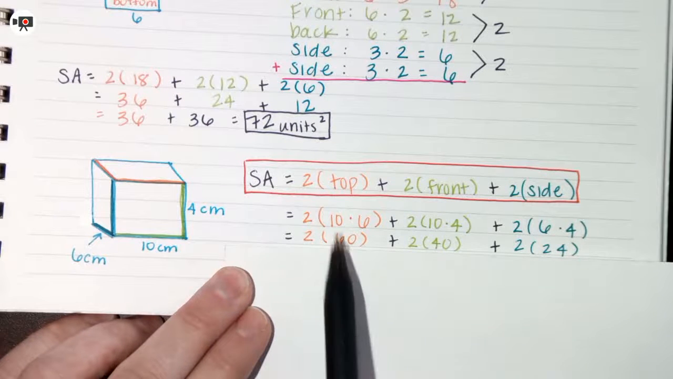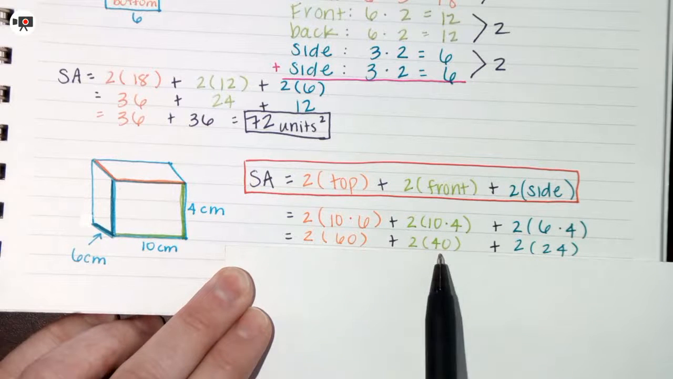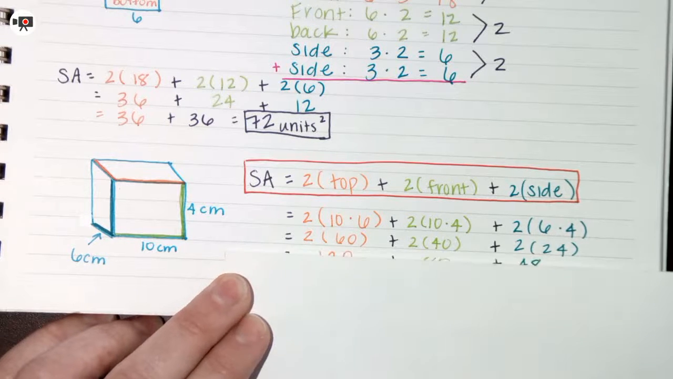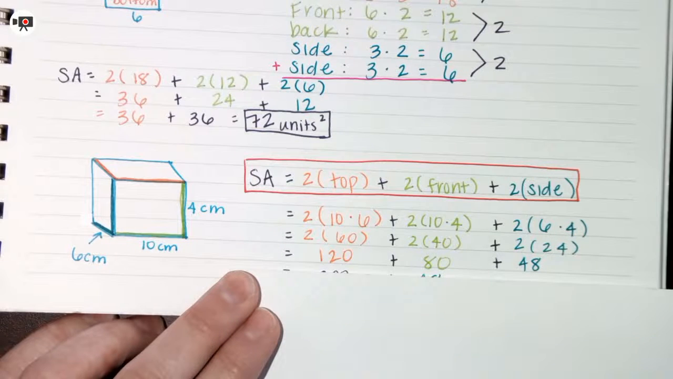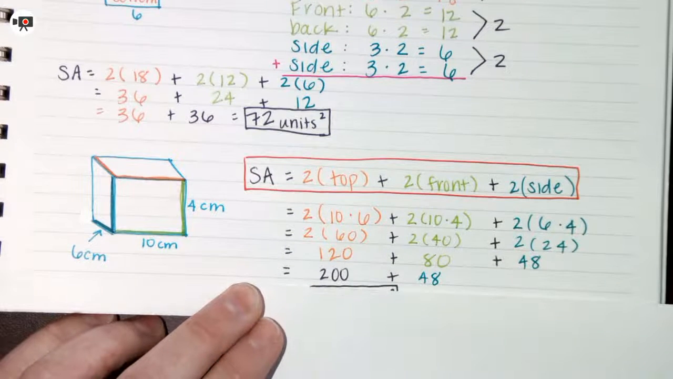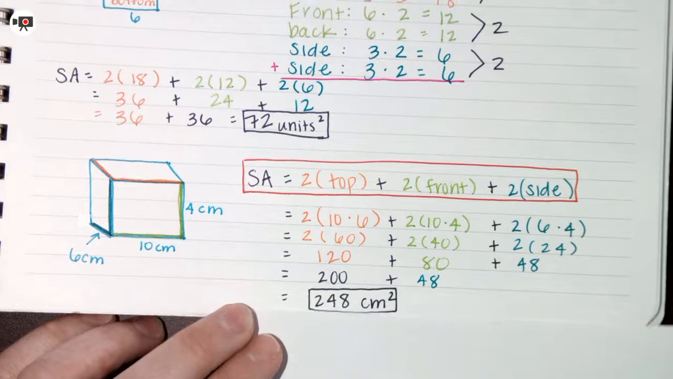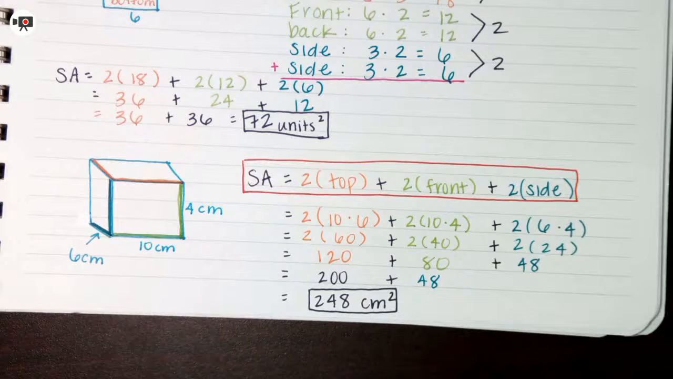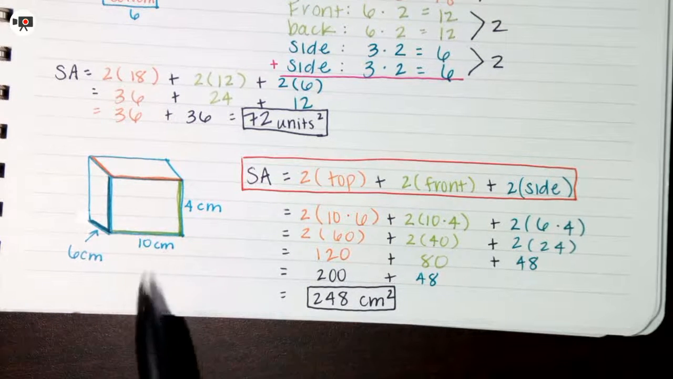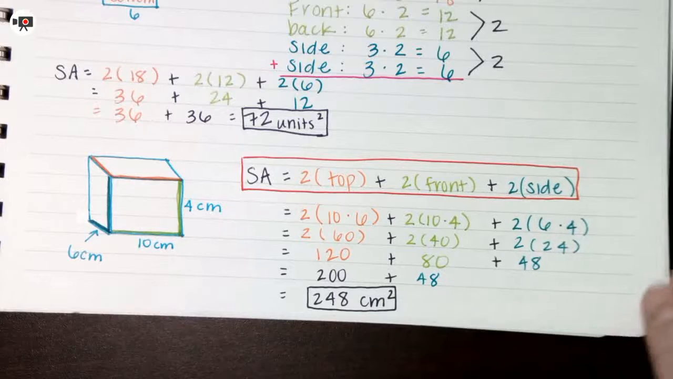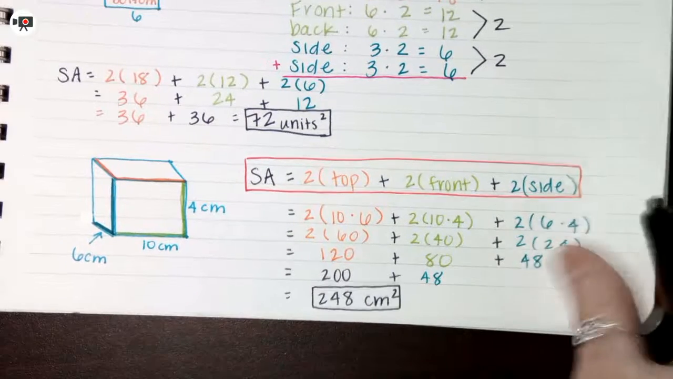So then if I have 10 times 6 is 60, 10 times 4 is 40, and 6 times 4 is 24. So that's 120 plus 80 plus 48. That makes 200 plus 48, which is 248. And these are all centimeters, so I have centimeters squared. So that's all about rectangular prisms.